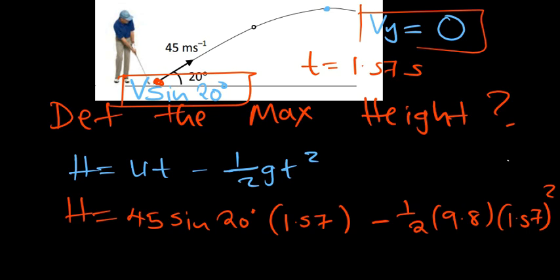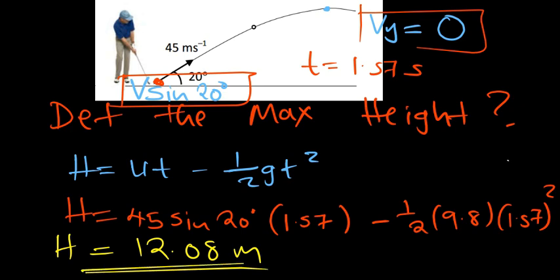So yeah, grab your calculator and try this one out. So what would be the height? So the height I'm getting is 12.08. Okay, this is of course going to be in meters, right? Yeah, meters.